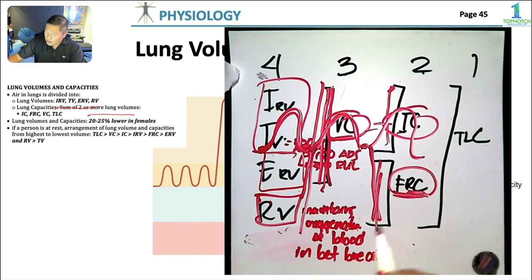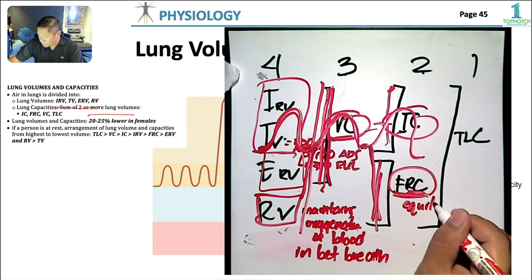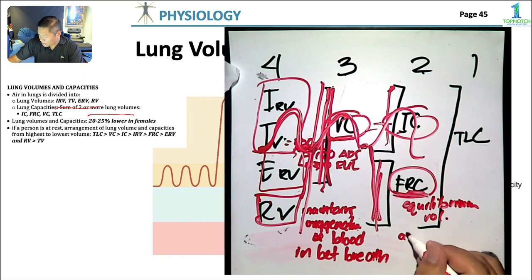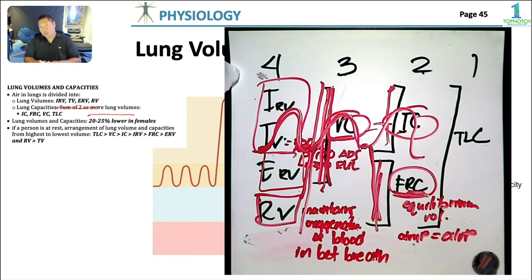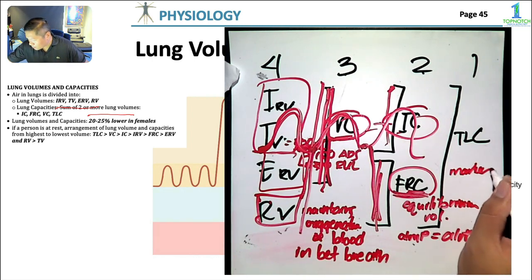FRC has also been called your equilibrium volume. It's called your equilibrium volume because during this time, atmospheric pressure is equal to alveolar pressure. No air is going in or out of the lungs during FRC because atmospheric pressure is equal to alveolar pressure. Finally, the more relevant fact about FRC is that it is a marker for lung function.